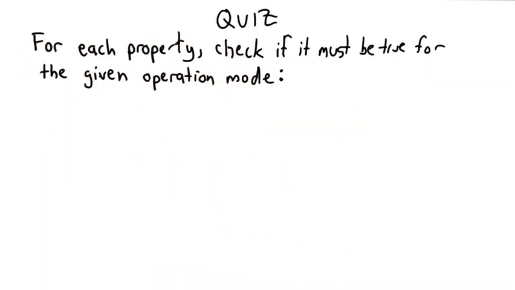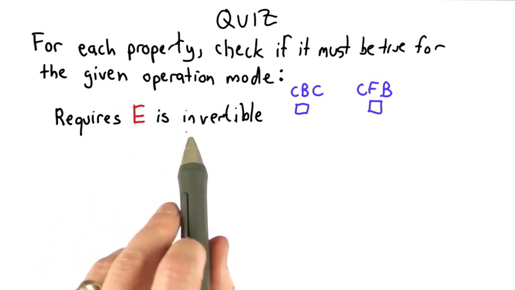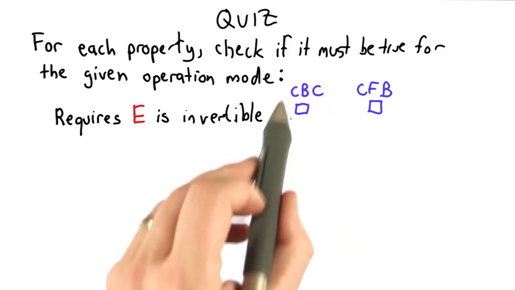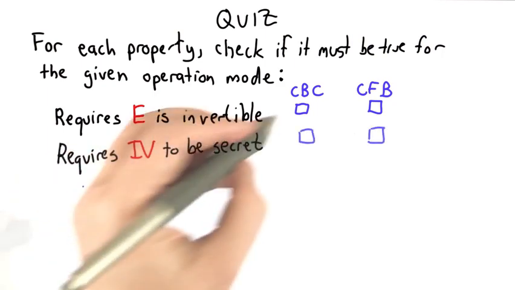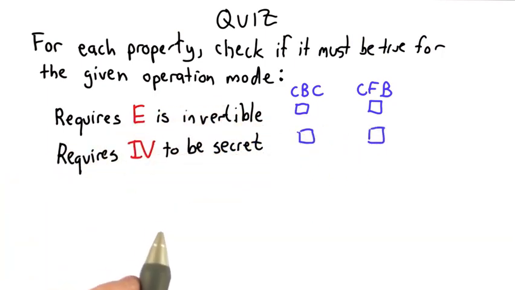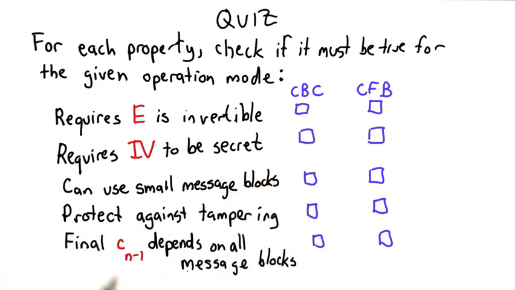So for this quiz, I'm going to list some properties, and you should check the box for the ones that are true for the given operation mode. So which modes require that E, the encrypt function that we've been using in the black box, is invertible? Check this box if cipher block chaining mode requires this, and check this box if cipher feedback mode requires this. Which of them require the initialization vector to be kept secret? Can use small message blocks, which can provide strong protection against tampering. So Alice would be able to know if someone had changed values of parts of her file. And the final one, that the final ciphertext depends on all of the blocks in the message.